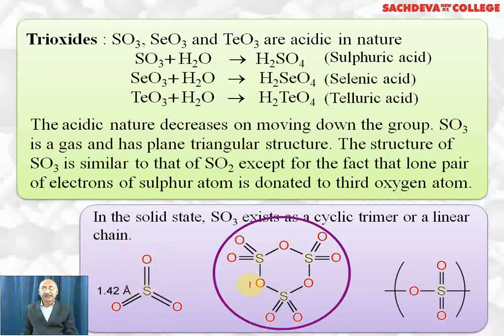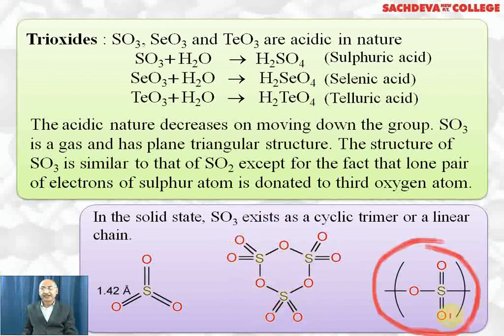In the solid state, SO3 exists as a cyclic trimer. This is the cyclic trimer. Between three sulfur atoms, we have three oxygen atoms, and each sulfur is linked with two oxygen atoms, forming p-pi d-pi bonds. This is the linear chain structure of sulfur trioxide, which is also found in solid SO3. So this cyclic structure has the formula S3O9.